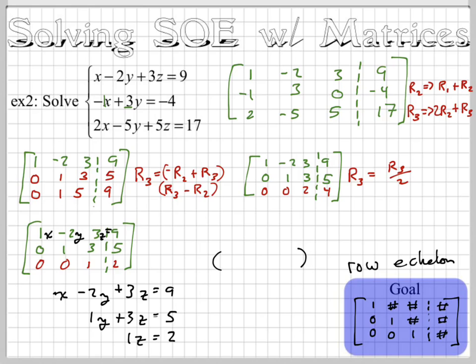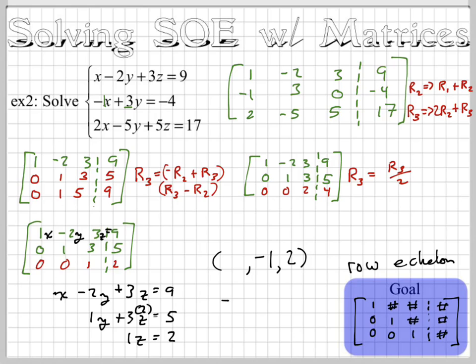Now that it's in row echelon form, we know what z is already. What is z? 2. Okay, now how am I going to find the y? Take the z and plug it in right here. So what's 3 times 2? 6, and you subtract that from 5? -1. And so now for the last one, I'll plug everything in.